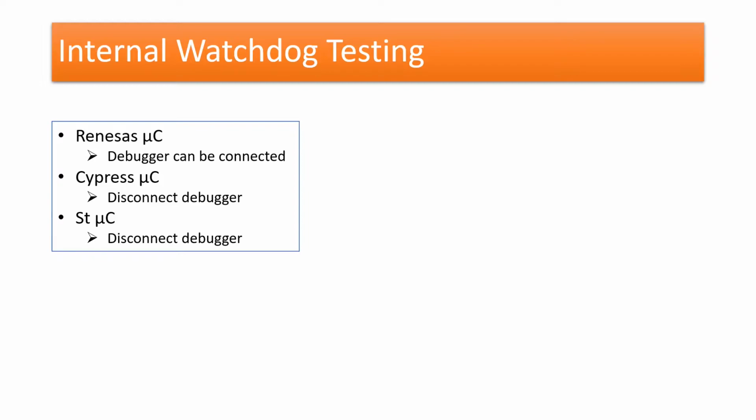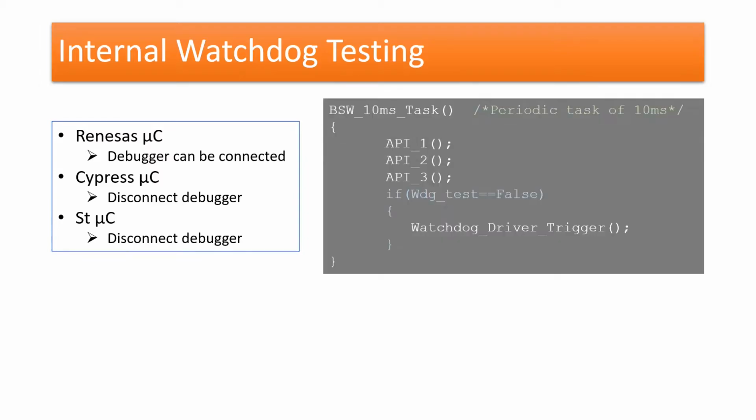While testing the Watchdog, we need to consider the implementation of the driver in hardware, as it depends on the microcontroller manufacturer. For example, Renesas controllers like RH850 allow the Watchdog to reset the controller even when the debugger is connected. Though, in the case of Cypress Traveo 2 and ST Chorus microcontrollers, we need to disconnect the debugger for the Watchdog to perform the reset. Let's see a test code for the Watchdog driver.